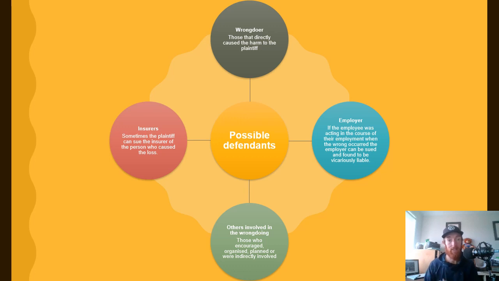And then lastly, others involved in the wrongdoing. So anyone who encouraged, organized, planned, or was directly involved. It's kind of like your accessories, people who aid and abet or egg on the situation. So if someone's making them continue infringing upon rights, or has made someone breach their duty of care, they can also be a possible defendant in these cases.